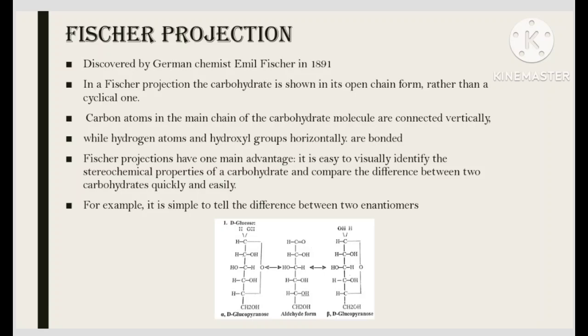In a Fischer projection, the carbohydrate is shown in its open chain form, rather than a cyclical one. Carbon atoms in the main chain of the carbohydrate molecule are connected vertically, while hydrogen atoms and hydroxyl groups are bonded horizontally. Fischer projections have one main advantage: it is easy to visually identify the stereochemical properties of a carbohydrate and compare the difference between two carbohydrates quickly and easily. For example, it is simple to tell the difference between two enantiomers.